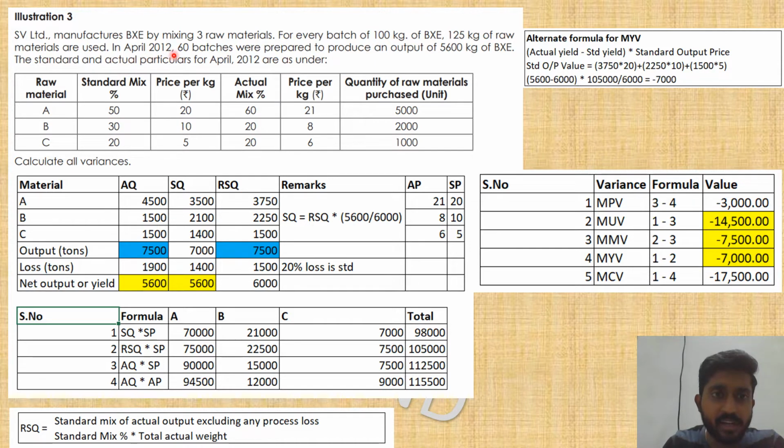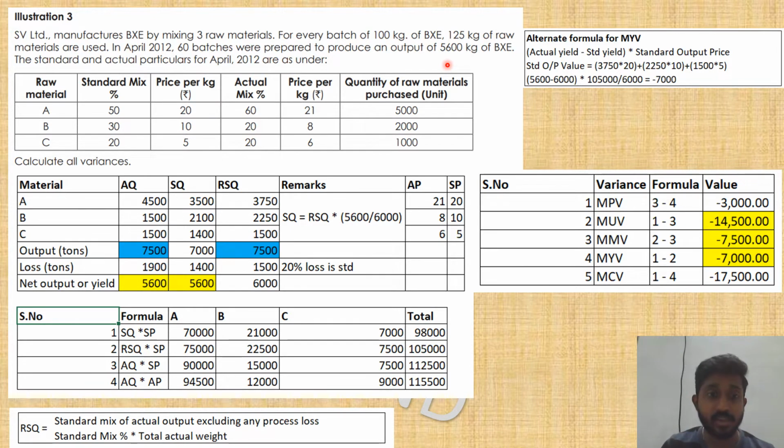In April 2012, the period we are discussing in this problem, 60 batches were produced to produce an output of 5600 kg of BXE. So in that period we have produced an output of 5600 kg. That is the actual output. Each batch is 100 kg, so 60 batches means 60 into 100 kg, 6000 kg. So actually 6000 kg should be produced. Against that we have produced only 5600 kg.